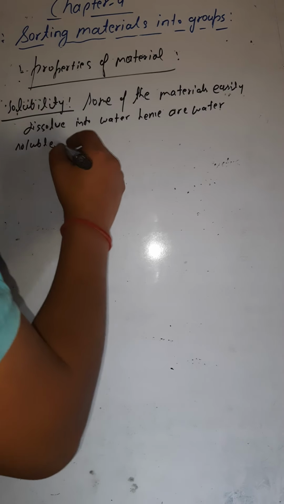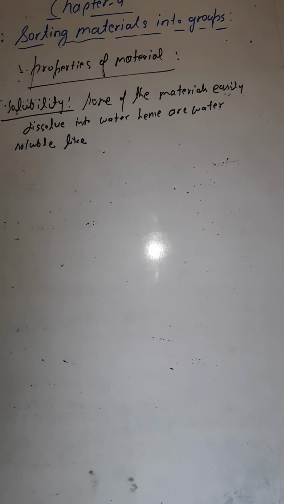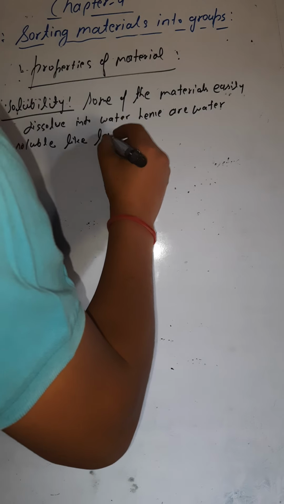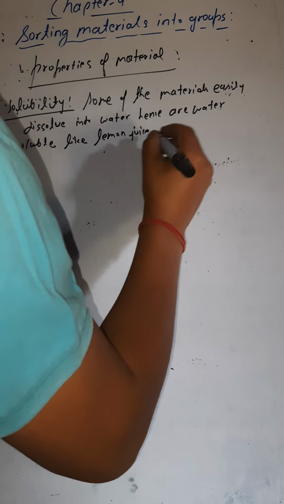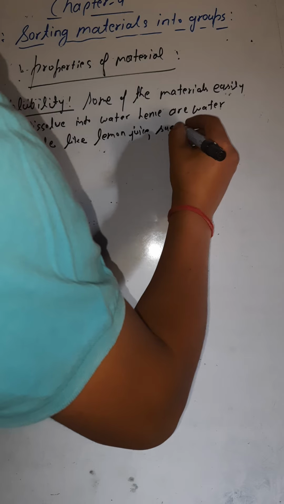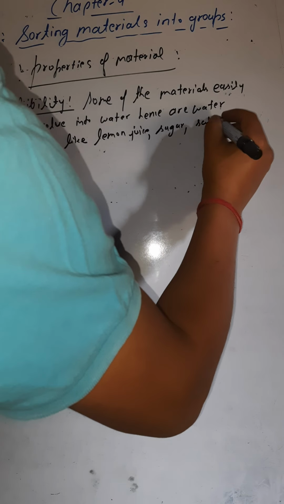At the same time, you have some other materials that do not easily dissolve into water. We call them non-soluble. For example, the soluble ones: you have lemon juice, sugar, and salt. These are the things which easily get dissolved into water. At the same time, you have some other compounds that do not easily dissolve into water.